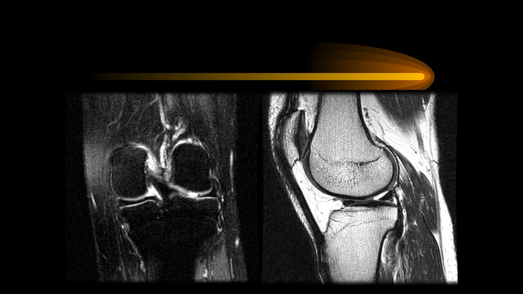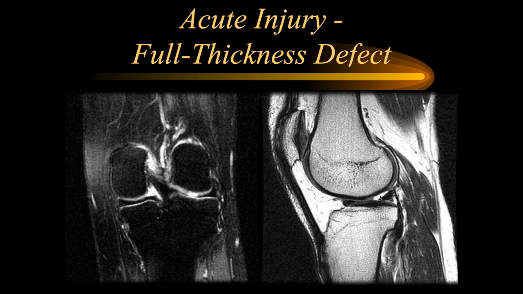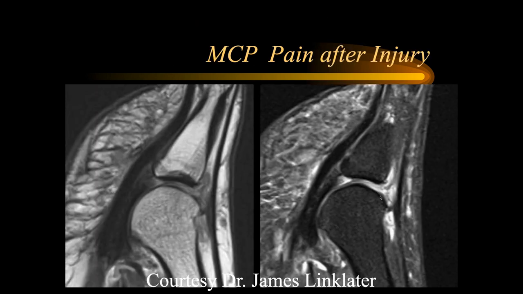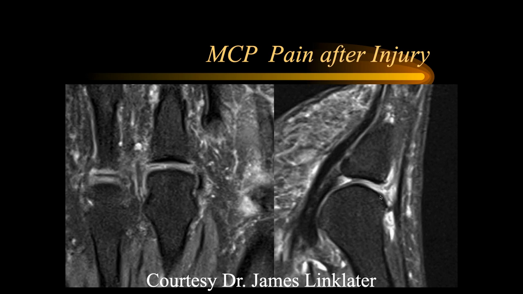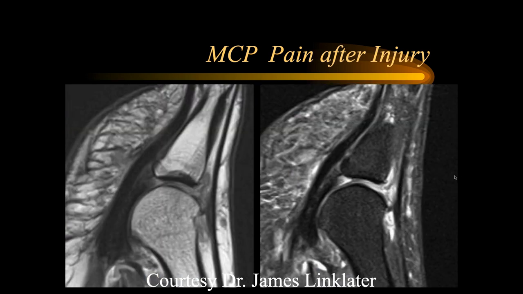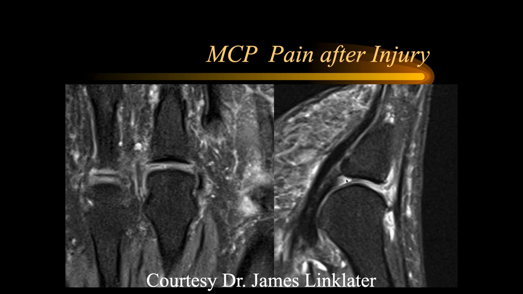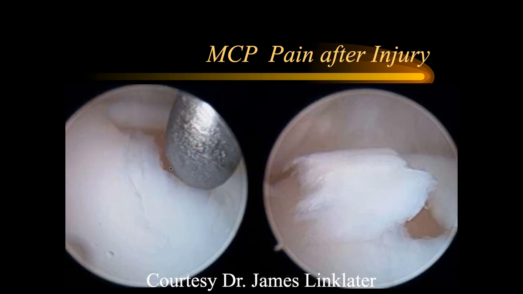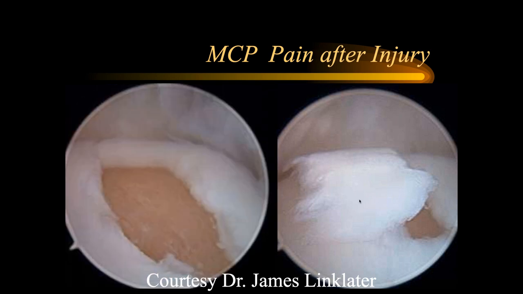And here's another acute full thickness injury to the articular cartilage. And when it's acute, you then have to look for the defect. And you can see these in other areas as well. Here, this is just a defect in the articular cartilage of the finger, right in here. It looks small there, but if you go arthroscopically, you can see there's a pretty big chunk of cartilage that's been knocked out here in this finger.